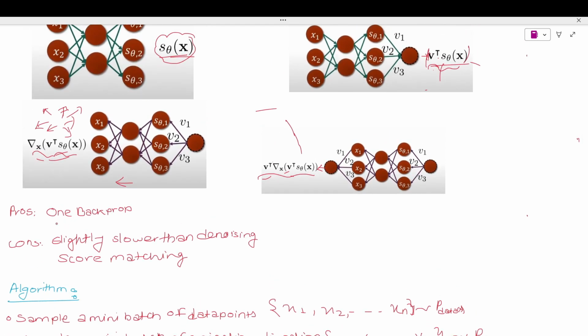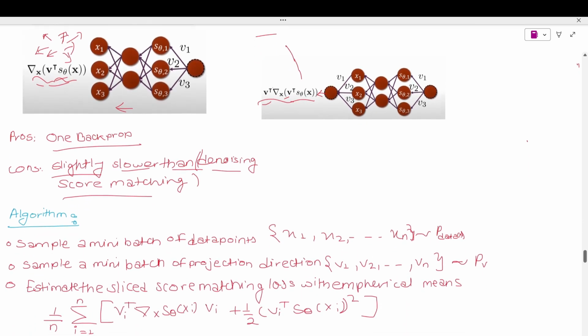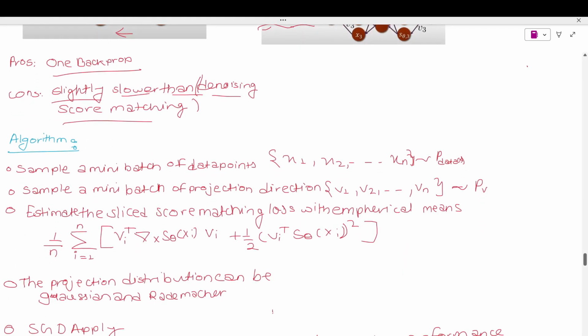So one backpropagation is sufficient. This is slightly slower than denoising score matching, because we have to compute backpropagation. This is efficient, but not as fast as denoising score matching. This is one of the cons of sliced score matching. And if you want to make this an algorithm and run it, how can you do it?